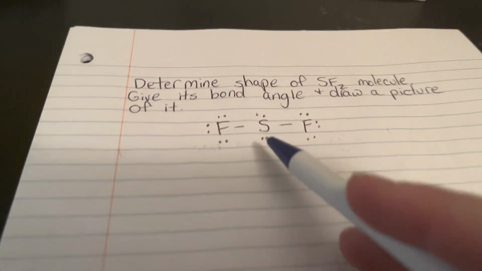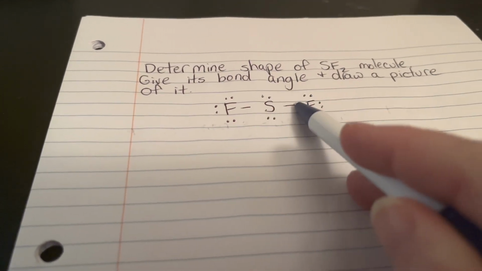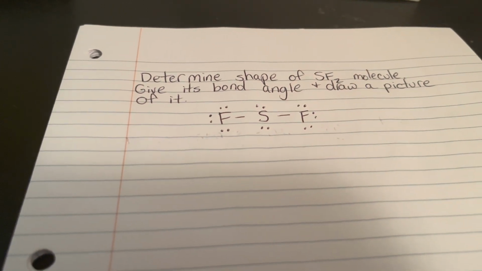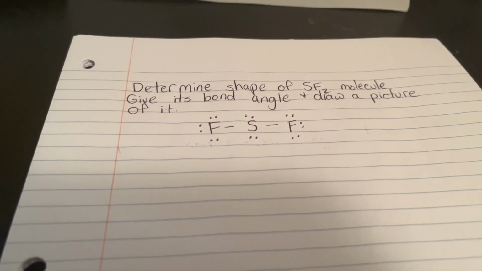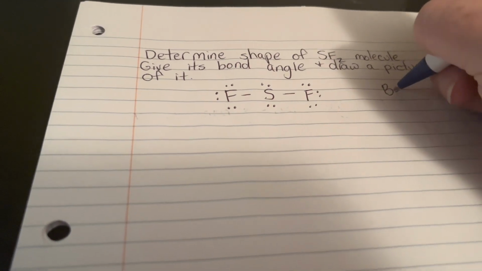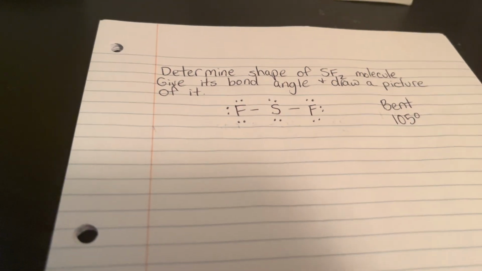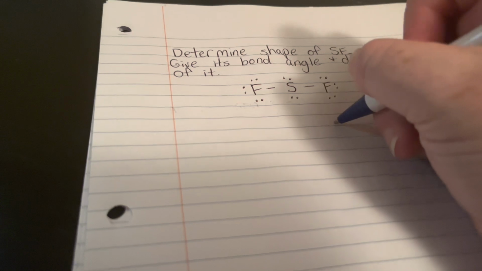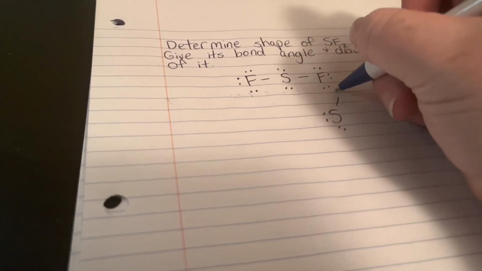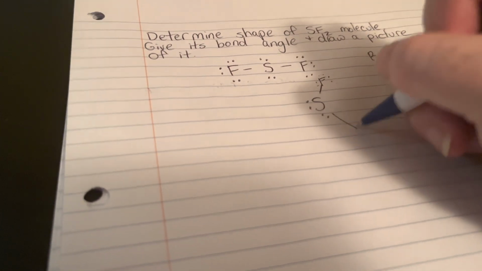So again, what do I look at? Central atom. How many electron groups are there? 1, 2, 3, 4. Now, how many of those are bonded? 2 are bonded and 2 are unbonded. So what does that mean? It means this is going to be bent. It's going to have bond angles of 105 degrees. And then if I draw it, I can draw it kind of up like that with bent, and then kind of down like that.